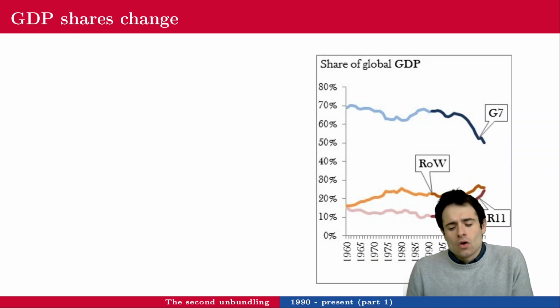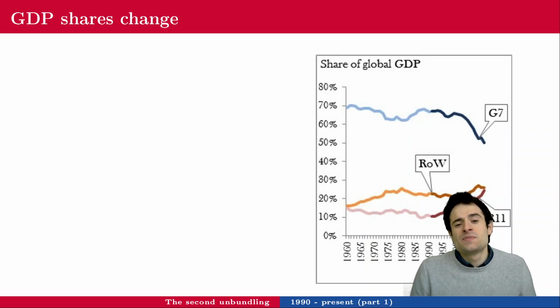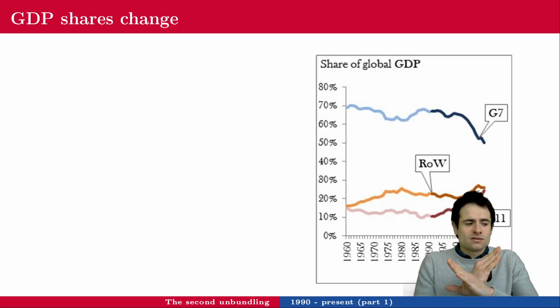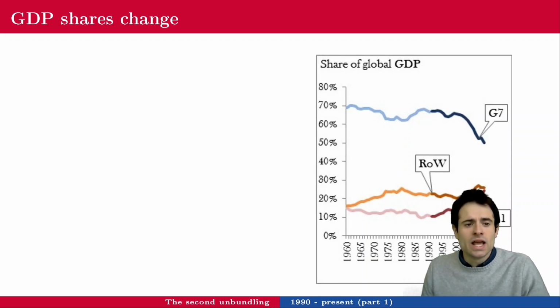So, the narrative behind this whole history of globalization was those two different unbundlings that led to first the Great Stagnation, that was before the first unbundling, then the Great Divergence with the first unbundling, and finally a Great Convergence with the second unbundling. So we should see that in the GDP shares change.